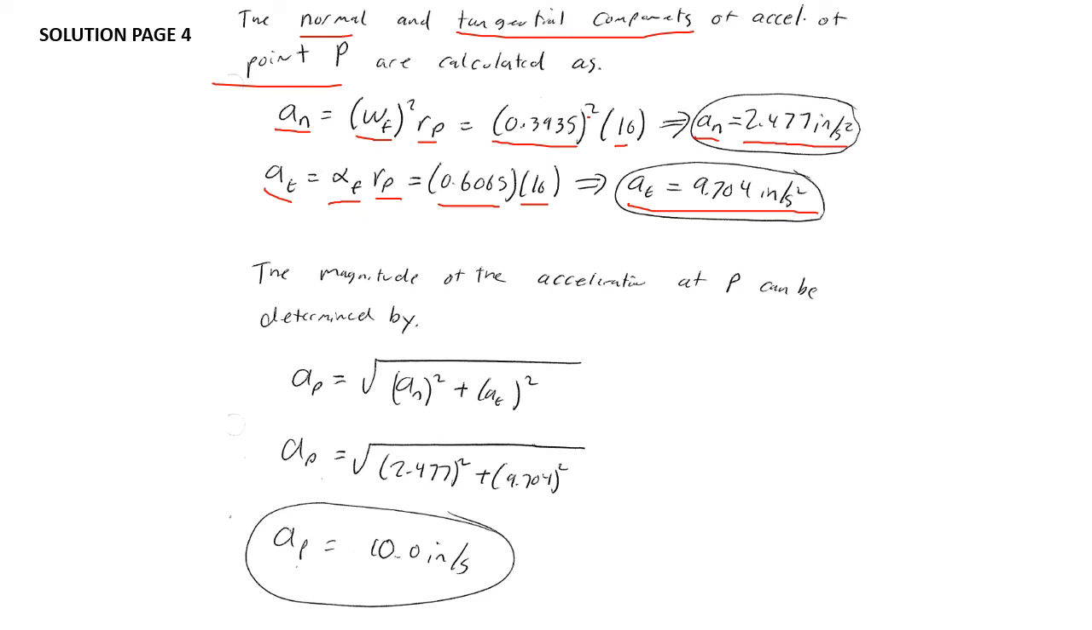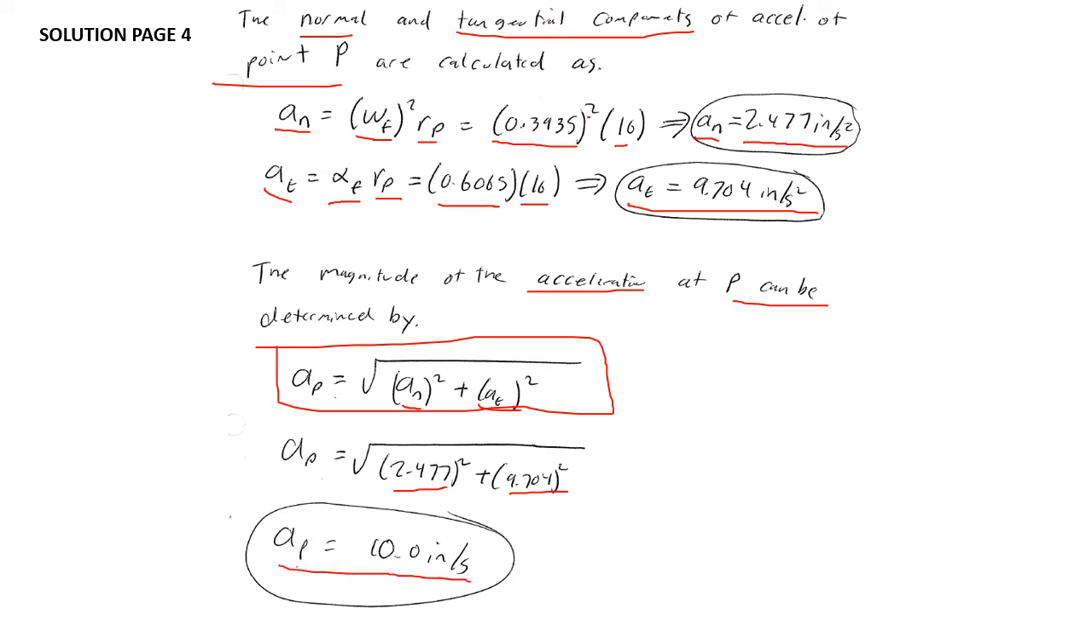Now this asks for the magnitude of the acceleration. The magnitude at point P can be determined by the square root of the sum of the squares of the individual components. So we do that: the square root of A sub n squared plus A sub t squared. Plug in our known values. A sub n is 2.477. A sub t we just found to be 9.704. Square both of those, sum them together, take the square root. A sub p is equal to 10 inches per second squared.